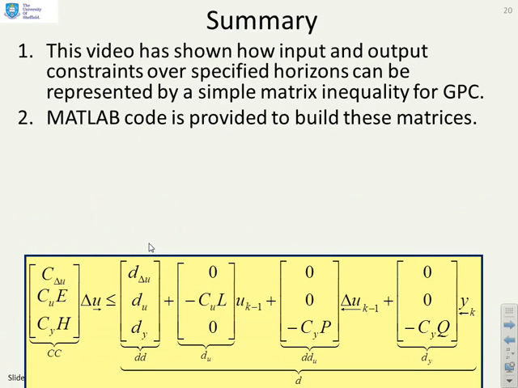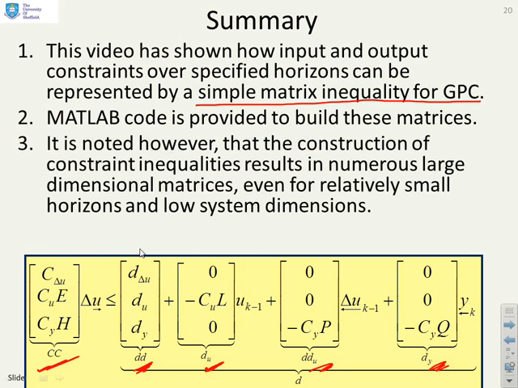Okay, so if we finish, this video has shown how input and output constraints over specified horizons can be represented by simple matrix inequalities for GPC. And the MATLAB code is provided to build these matrices. So we need to build the CC matrix, this DD vector, this DU matrix, DDU matrix, and DY matrix. So those are what are used for GPC, and we've provided a piece of code to build them for you.